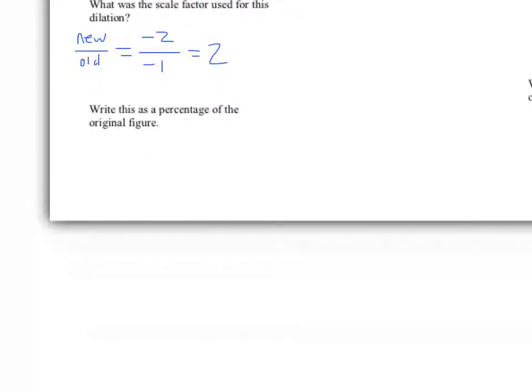Now, I also want to write that scale factor as a percentage of the original, which means I have to take this decimal and change it to a percent. How am I going to do that? What is 2 as a decimal? William? And how'd you do that? Yeah, so we start with the decimal here, and we move it 2 times to the right to give ourselves 200%.